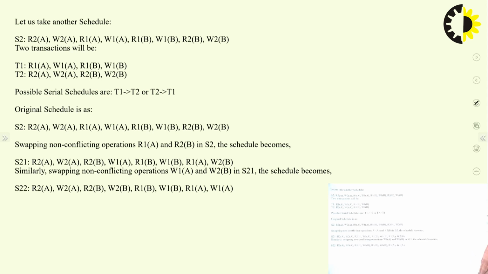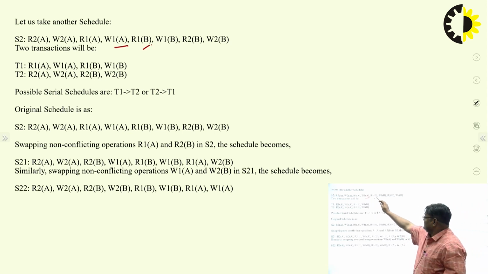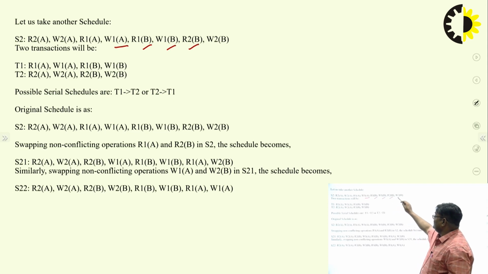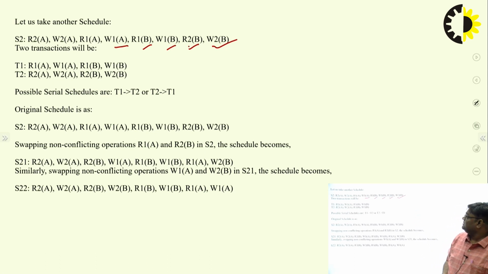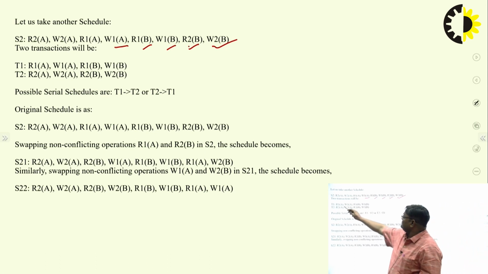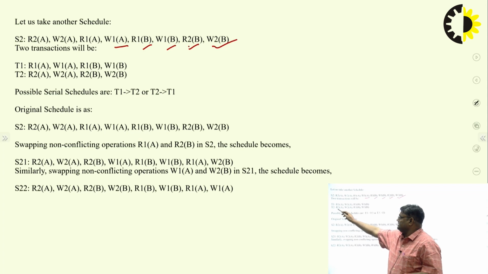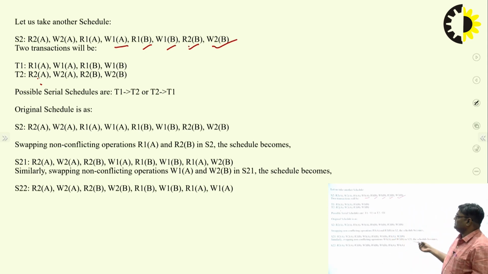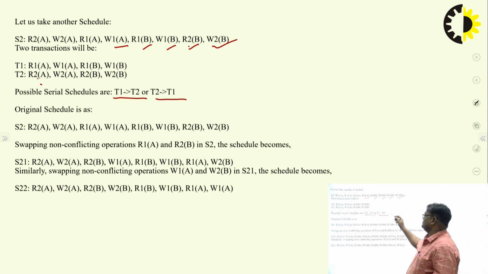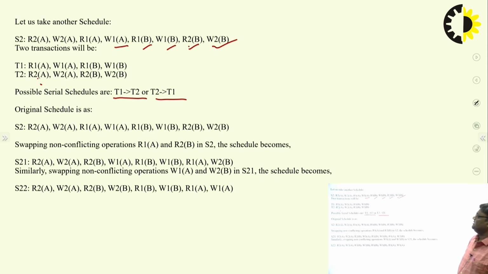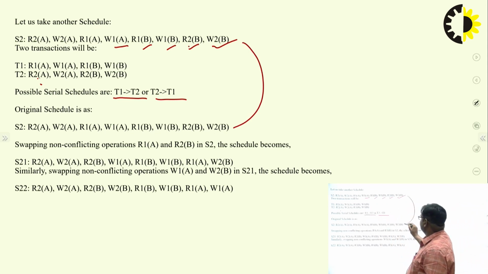So, we take another example, schedule S2, with R2A, W2A, R1A, read B, write B, read B and write B. The two transactions are T1 with R1A, W1A, R1B, W1B, and T2 with read A, write A, read B, write B. Possible serial schedules can be T1 to T2 or T2 to T1. This is the original schedule.